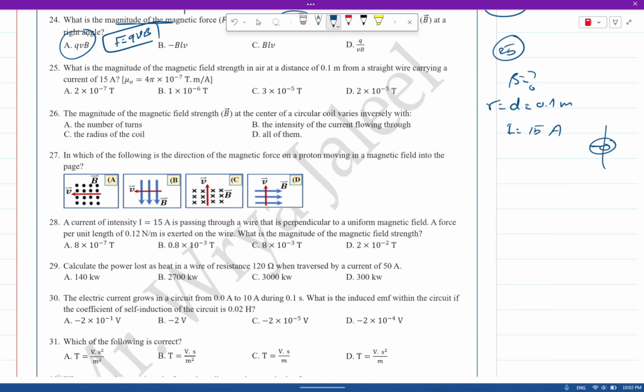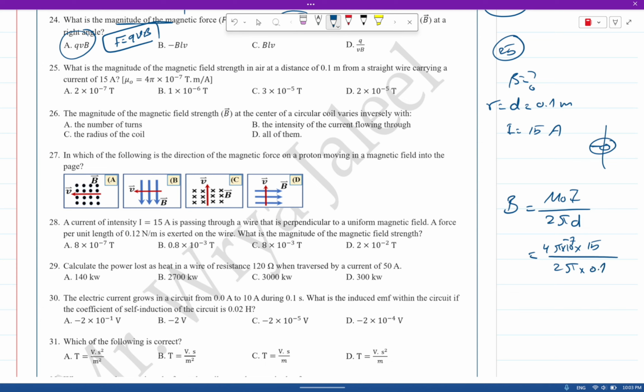Now you know that we have a magnetic field for a straight wire, for a coil, and for a solenoid as well. For a straight wire, it is mu naught I, current, divided by 2 pi d. Mu naught is given, which is 4 pi times 10 to the power negative 7, multiplied by the current, which is 15, divided by 2 pi, multiplied by the distance, which is 0.1 meter.